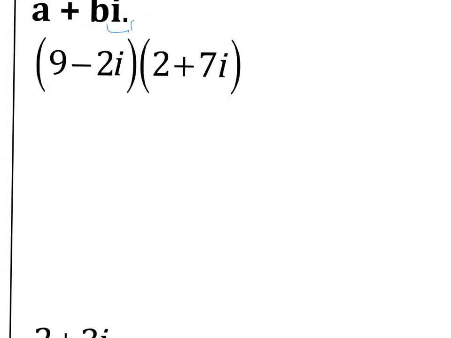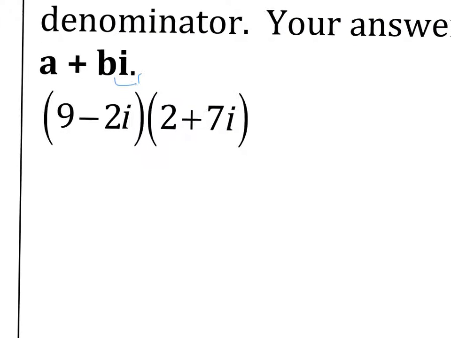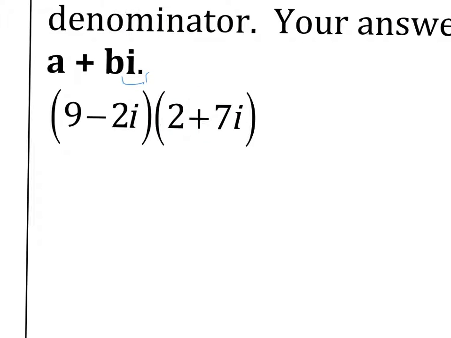Okay, first up, the goal in this section is going to be to write things in the form a plus bi. We're going to have one that's a little bit different. We'll talk about that when we get there. But we're going to have to use the idea that i is equal to the square root of negative 1 in order to make some sense of these problems.